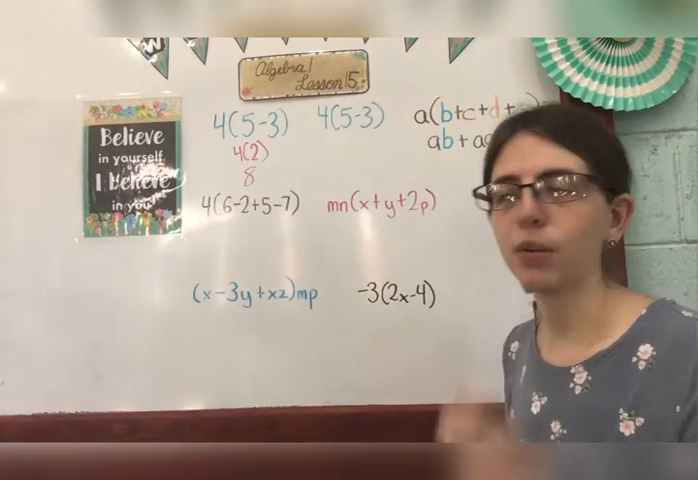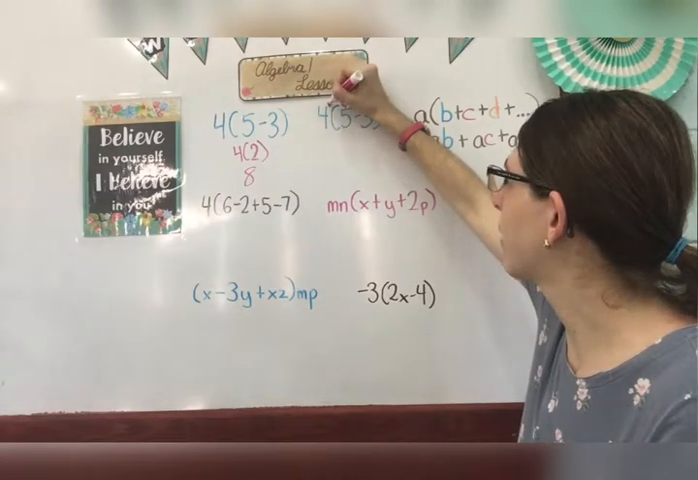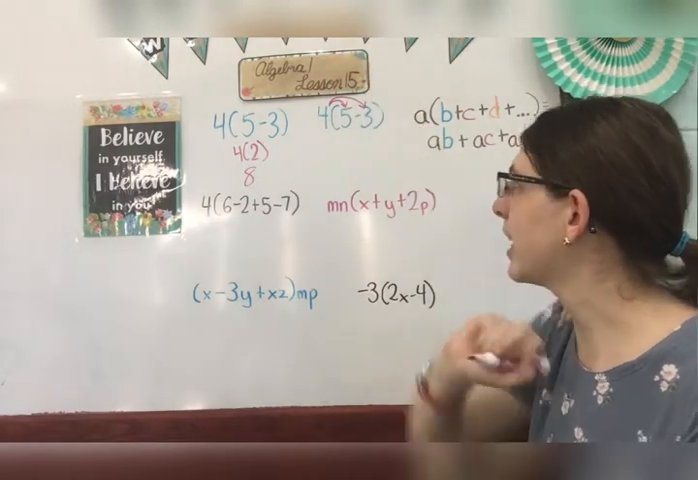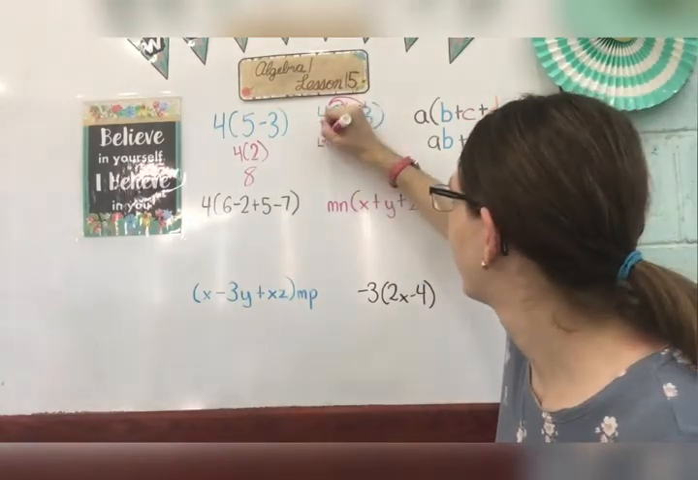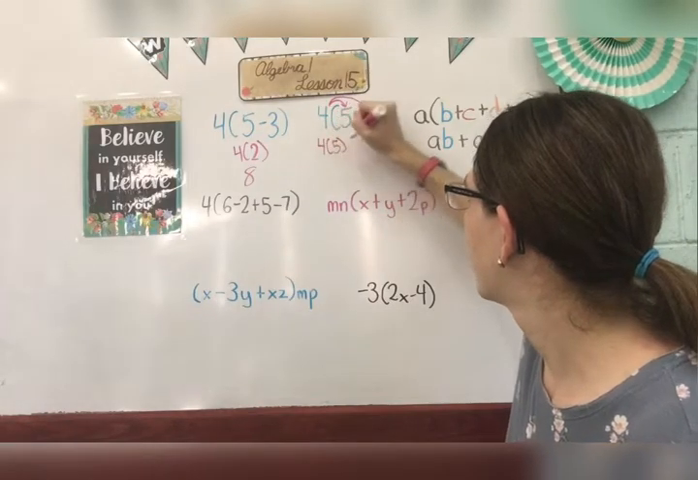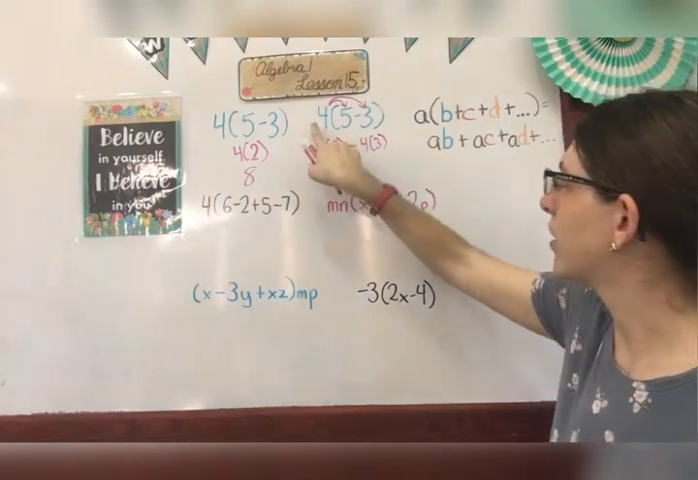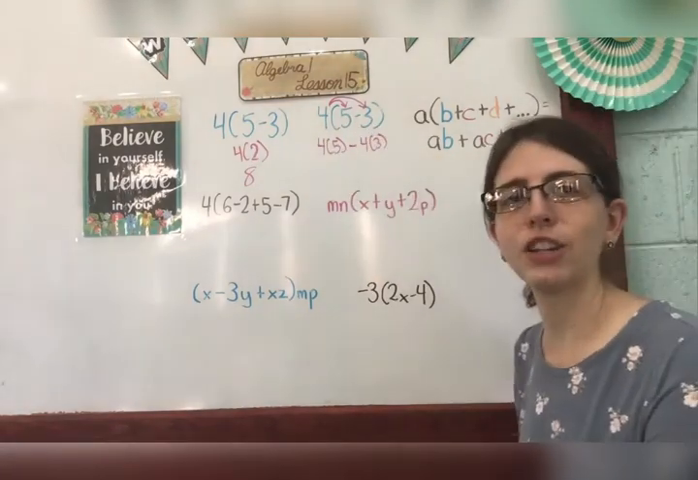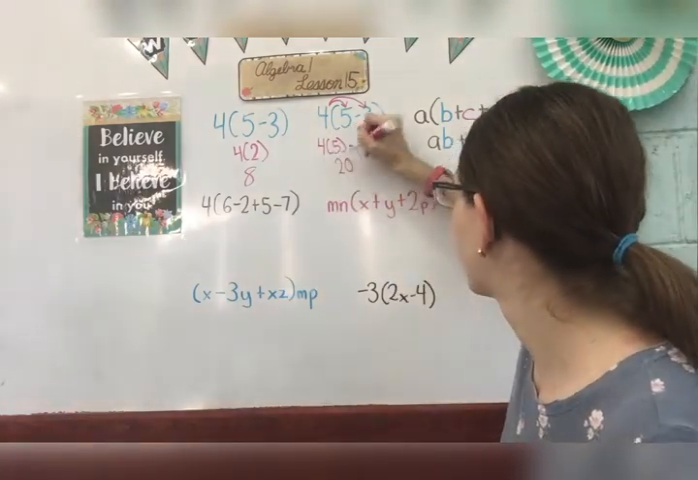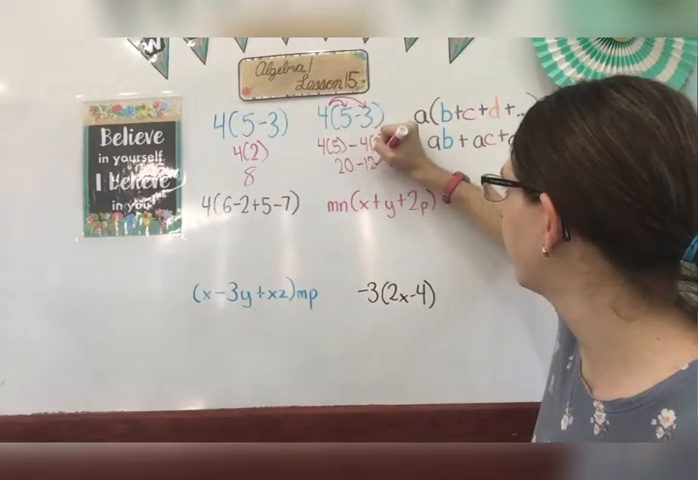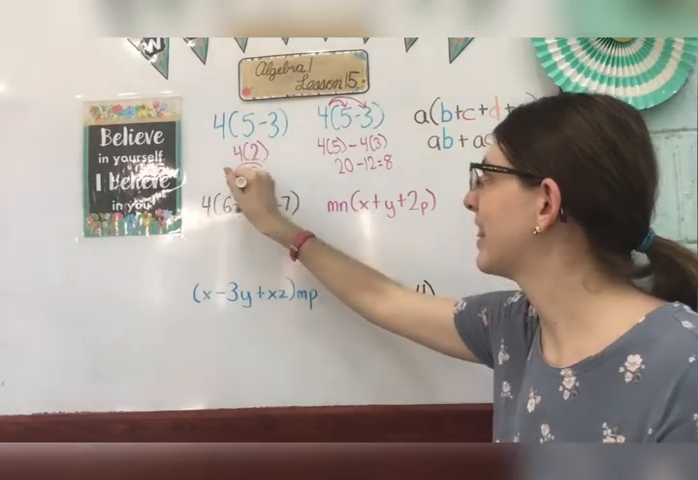But I could solve it a different way. In the distributive property, I distribute my 4 to my 5 and to my 3 with multiplication, like this. 4 times 5 minus 4 times 3. So I've distributed it to each one of my terms. 4 times 5 is 20. 4 times 3 is 12. And 20 minus 12 equals 8. So I ended up with the same answer.